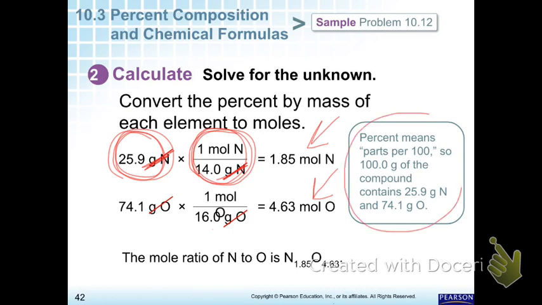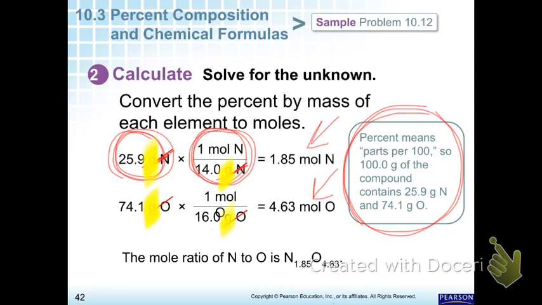Notice this box right here. Percent means parts per 100. So if you had 100 grams of that compound, then it would contain 25.9 grams of nitrogen and 74.1 grams of oxygen. That is why you can use the gram symbol here, and that it cancels out with grams when you're doing atomic masses.